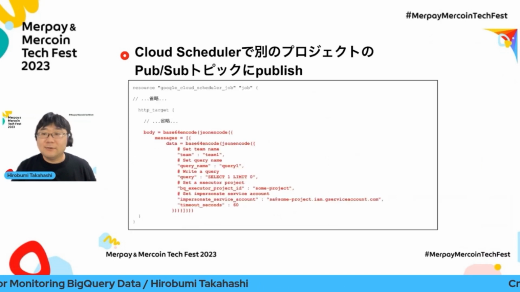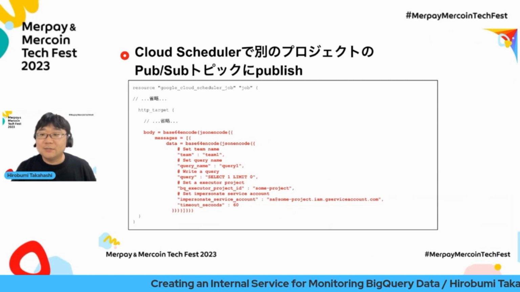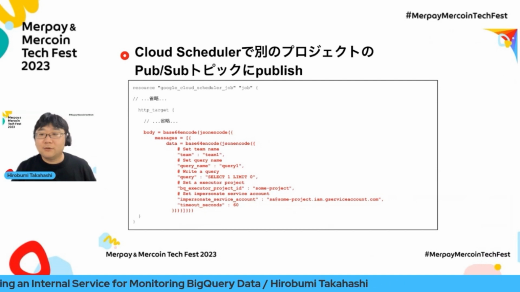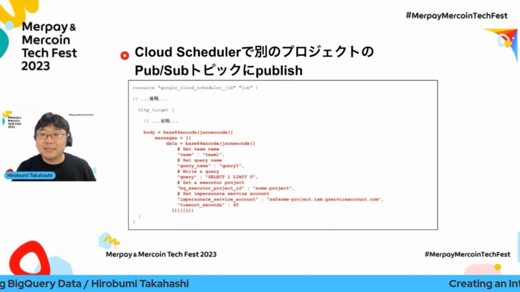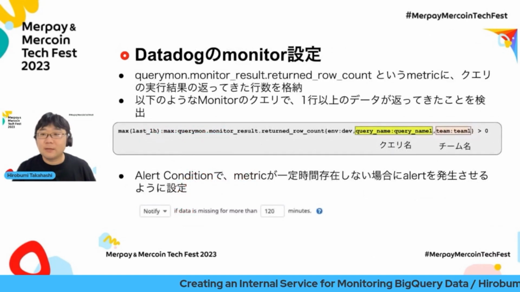To be specific, like you see in the red wording, by using Terraform functions, the JSON format data structure using base64 encoding is created. By doing so, the Terraform resource code provides a human-readable way to confirm the monitor configuration.